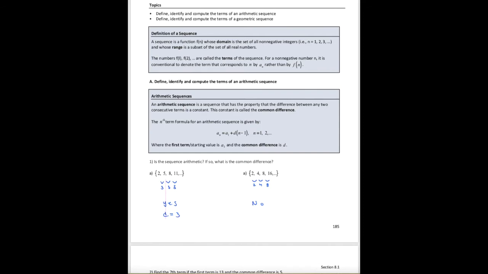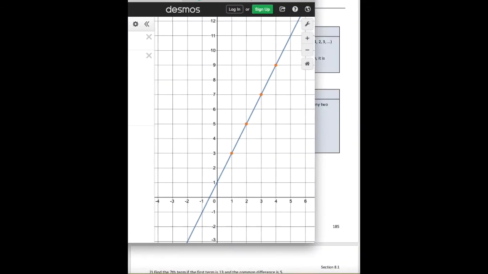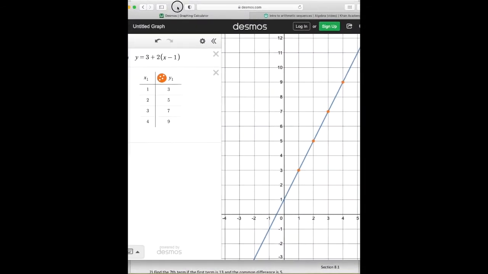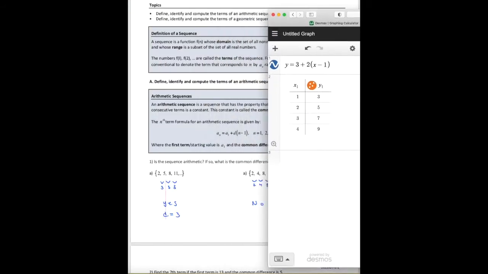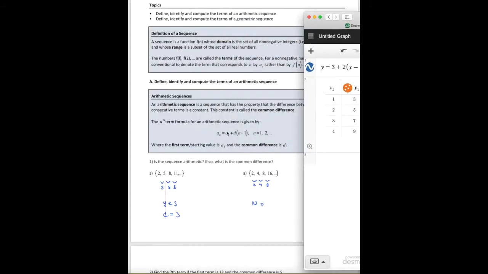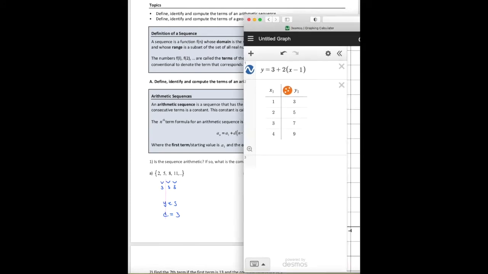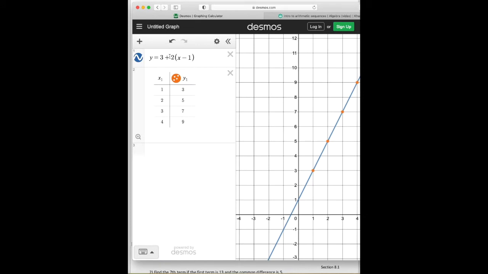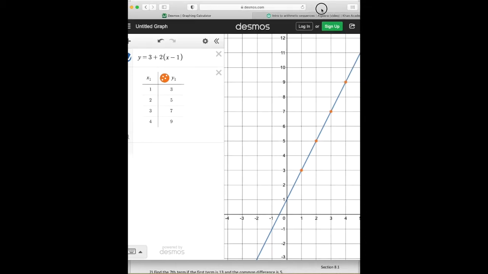And so I just set up a really simple example over here, where I put in, let's say our starting value, this a sub 1, is going to be this 3, and then our common difference is going to be 2. So this would be something that was starting on 3 and then going up by 2, and I made a table of the same thing.